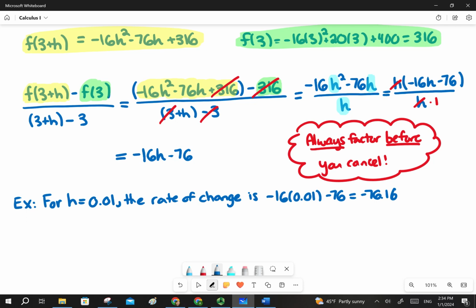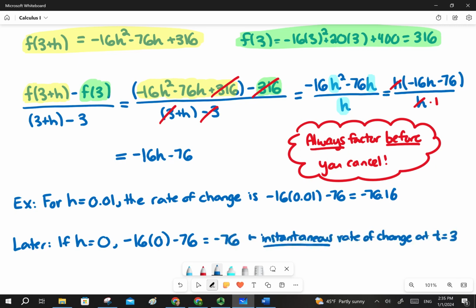We will see later, though, that the real power of this expression is that we can now plug in h equals 0 to find the instantaneous rate of change at t equals 3. Negative 16 times 0 minus 76, which confirms our estimate from earlier. There are a lot of technical details, of course, about why we can do this, but we will learn all about that later when we talk about limits. For now, I just want you to know why these expressions are so important.